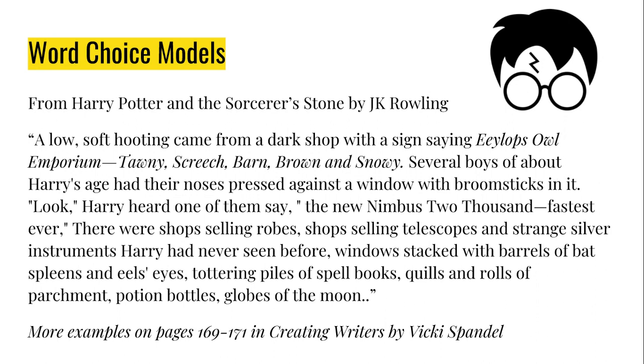A low, soft hooting came from a dark shop with the sign saying, "Ollivanders Owl Emporium. Tawny, screech, barn, brown, and snowy." Several boys of about Harry's age had their noses pressed against a window with broomsticks in it. "Look," Harry heard one of them say, "the new Nimbus 2000, fastest ever." There were shops selling robes, shops selling telescopes, and strange silver instruments Harry had never seen before. Windows stacked with barrels of bat spleens and eel's eyes, tottering piles of spell books, quills and rolls of parchment, potion bottles, globes of the moon.